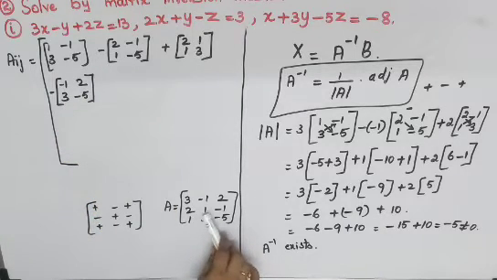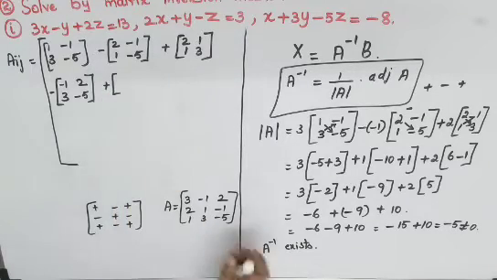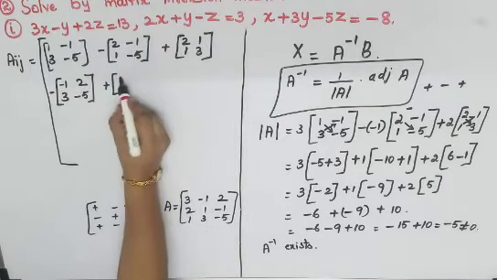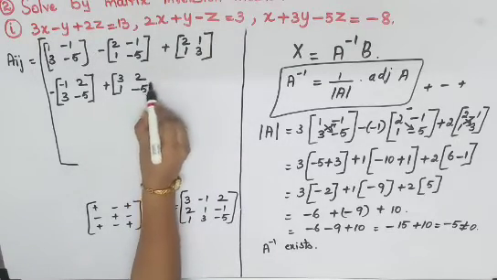Second row, second element, that is 1. Here you have plus, open your bracket. The minor of 1 you will have to find. Remove that row and column, the second row and second column. So 3, 2, 1 minus 5.